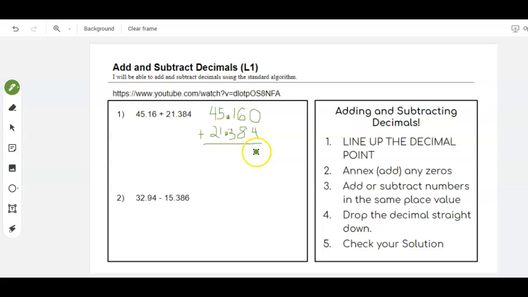0 plus 4 is 4. 8 plus 6 plus 8 is 14. Carry my 1. 3 plus 1 is 4, plus another 1 is 5. 5 plus 1 is 6. 4 plus 2 is also 6. So now, step 4, drop my decimal. Decimal is here. I'm going to bring it straight down, just like we did with our division the other day. We would bring it straight up. This time we bring it straight down.